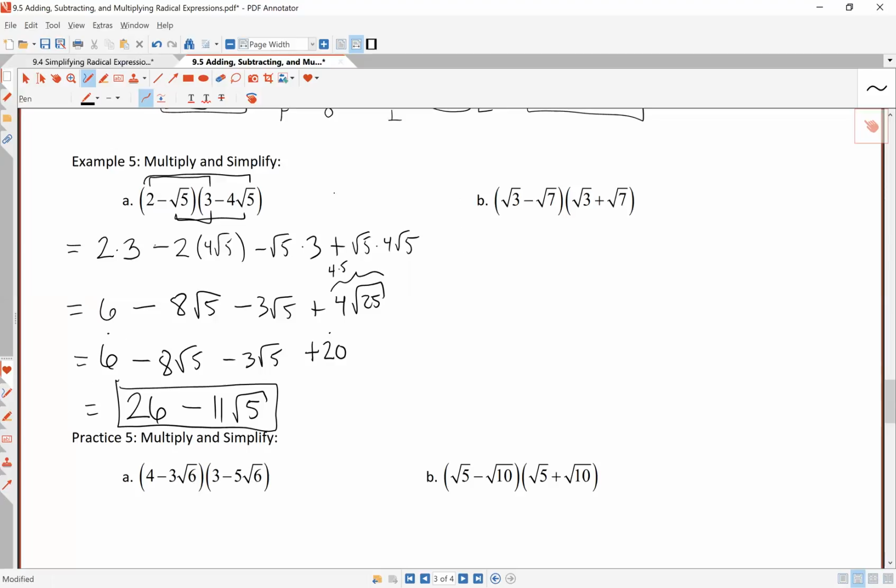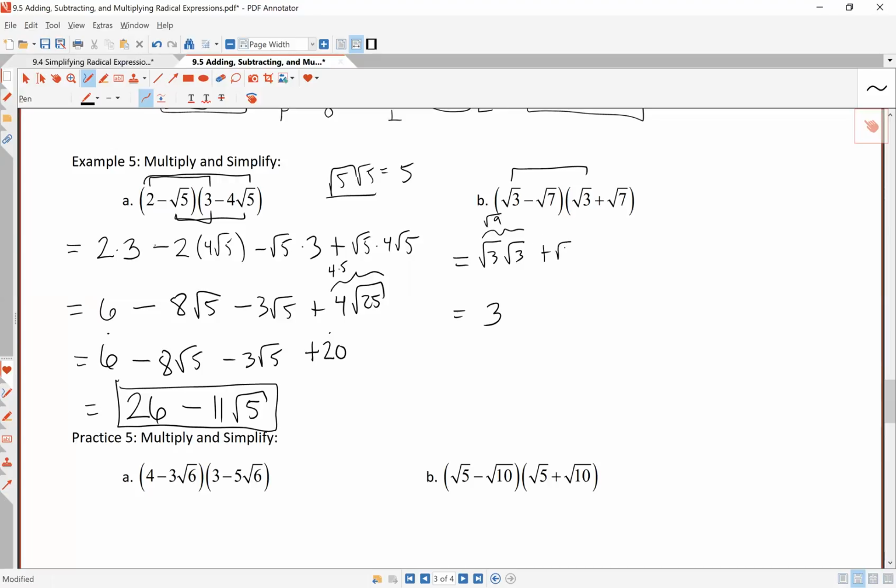So by now you should be recognizing things like square root of 5 times square root of 5 is actually just 5. Square root of 3 times square root of 3 should just be 3, because that's square root of 3 times the square root of 3, which is the square root of 9.